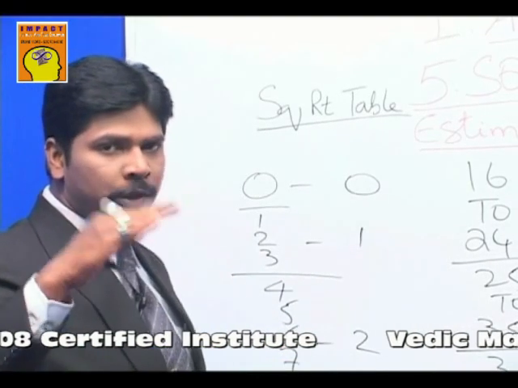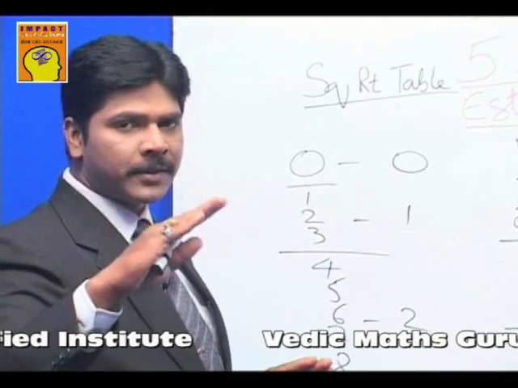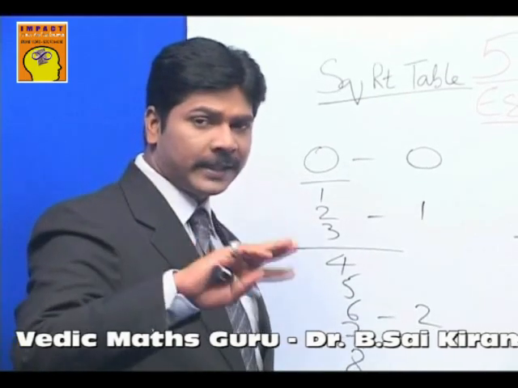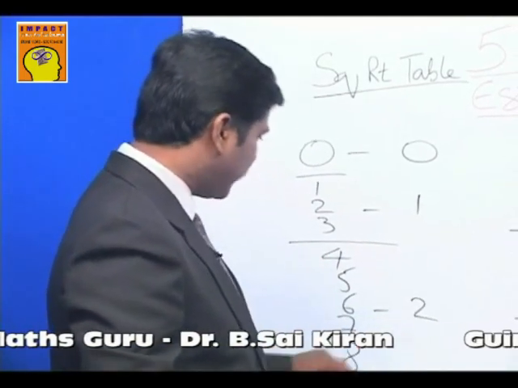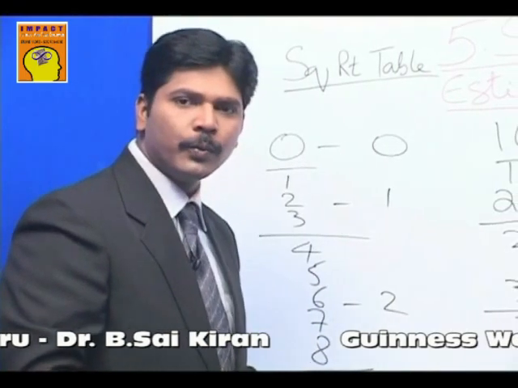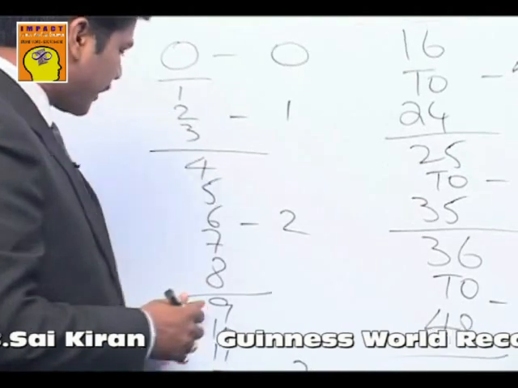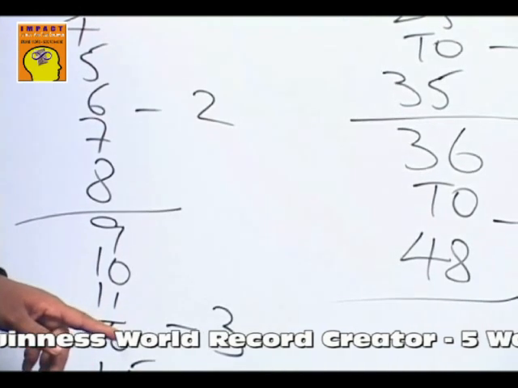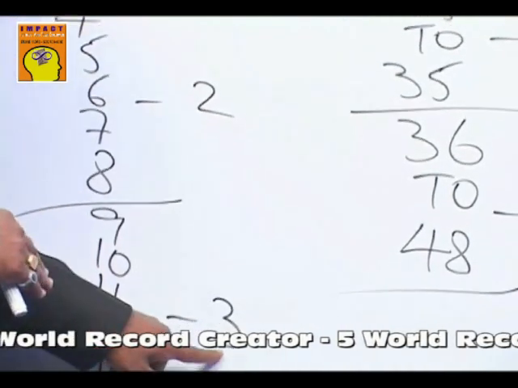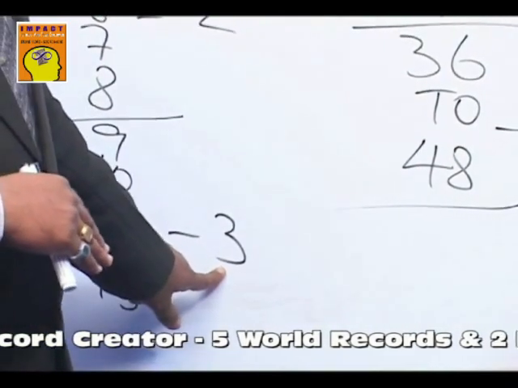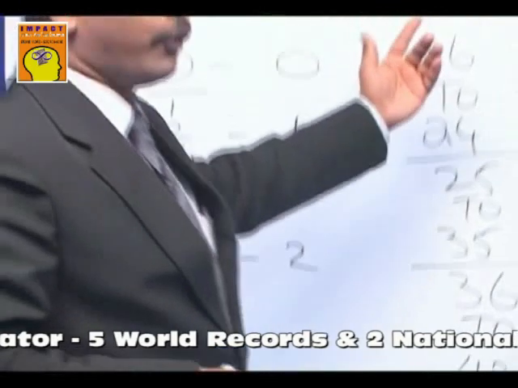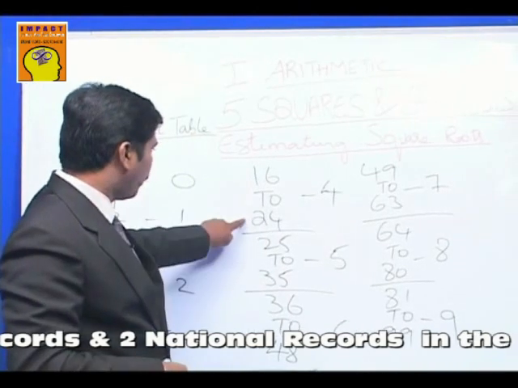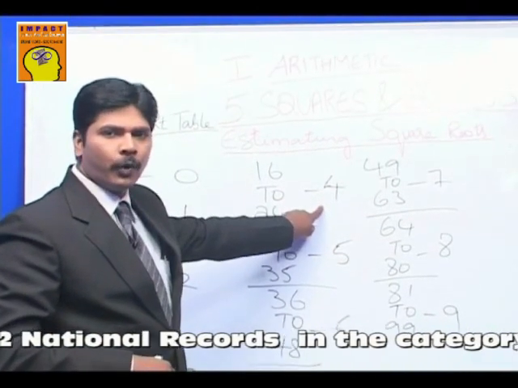Next, 2 times 2 is 4 and 3 times 3 is 9. So for numbers from 4 to 8, the square root is 2. Next, 3 times 3 is 9, 4 times 4 is 16. So for all these numbers from 9 to 15, the square root would be 3. Now go to the next one. 4 times 4 is 16, 5 times 5 is 25. So for numbers from 16 to 24, the square root will be 4.